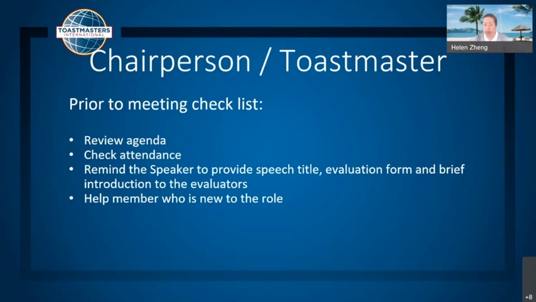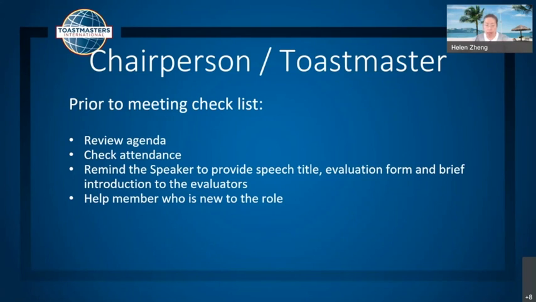The chairperson and Toastmaster sometimes could be taken by one person and will do some work prior to the meeting, such as, firstly, going through and becoming familiar with the agenda. Secondly, checking that each of the roles is taken by a member. Sometimes the chairperson and Toastmaster work with the VPE to look for volunteers to fill vacant roles prior to the meeting. Next, remind the speaker to provide a speech title, evaluation form, and brief introduction to the evaluators.